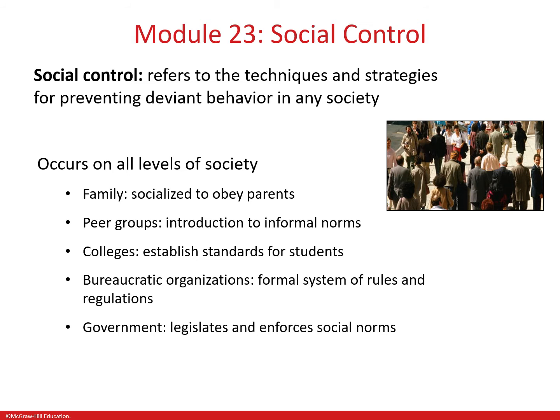So as you see on this slide, social control occurs on all levels of society. Within our families, we are socialized to obey our parents. Among our peer groups, we start to be introduced to informal norms. We want to be accepted by our peers, and so we may conform. And so that is a form of social control among our peers.